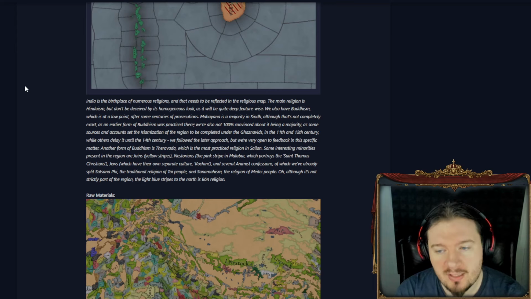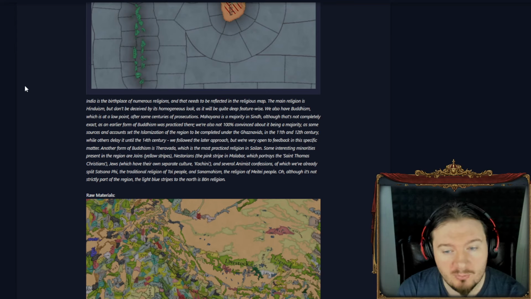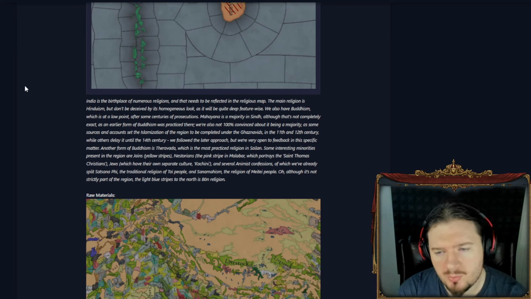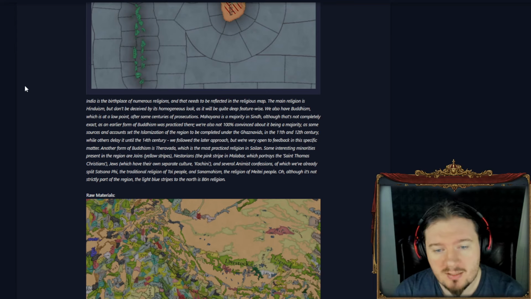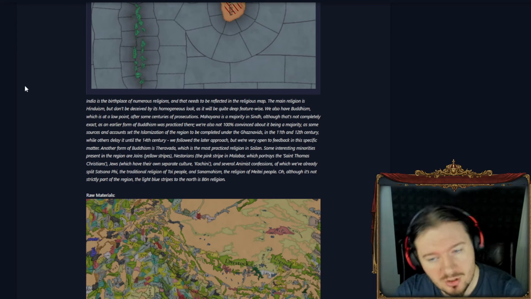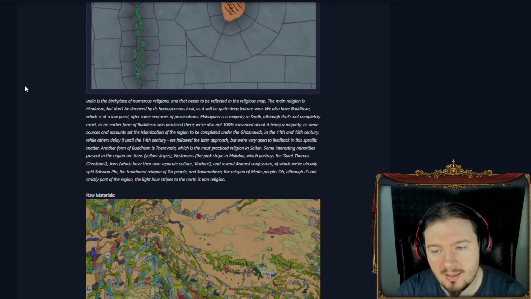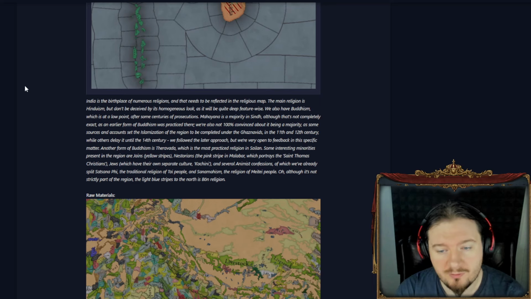Mahayana is a majority in Sindh, although it's not completely exact, as an earlier form of Buddhism was practiced there. We're not 100% convinced about it being a majority, as some sources and accounts set the Islamization of the region to be completed under the Ghaznavids in the 11th and 12th century, while others delay it until the 14th century. We followed the later approach, but we're open to feedback in this specific matter. Another form of Buddhism is Theravada, which is the most practiced religion in Ceylon.